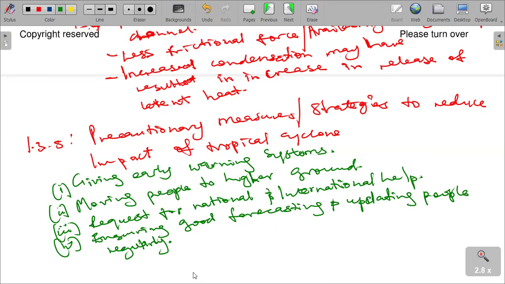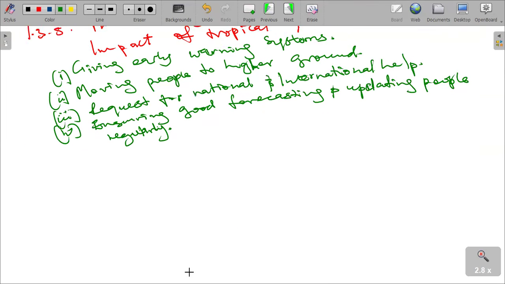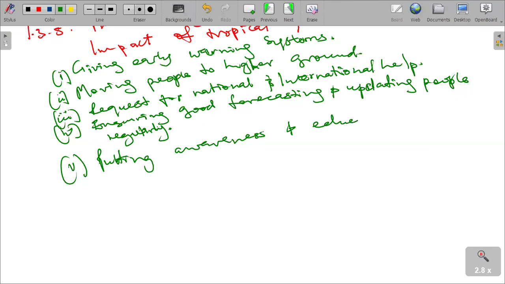We can also talk about awareness and education, putting awareness and education programs about effects of tropical cyclone. This will also help people to make sure that when disasters are to happen, they know what they can do. Putting awareness and education programs helps people so that they are not ignorant of the effects of tropical cyclone.